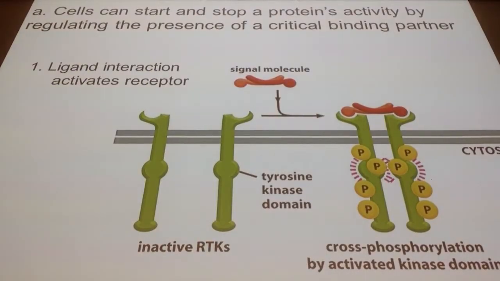For instance, this is a receptor. We talked about ligand and receptor, signaling molecule and receptor. So a signaling molecule binds to the receptor. Before the binding, you notice these two molecules aren't even touching each other. The binding of the ligand or signaling molecule causes these two receptor molecules to undergo conformational change, and after the conformational change, they can interact with each other.